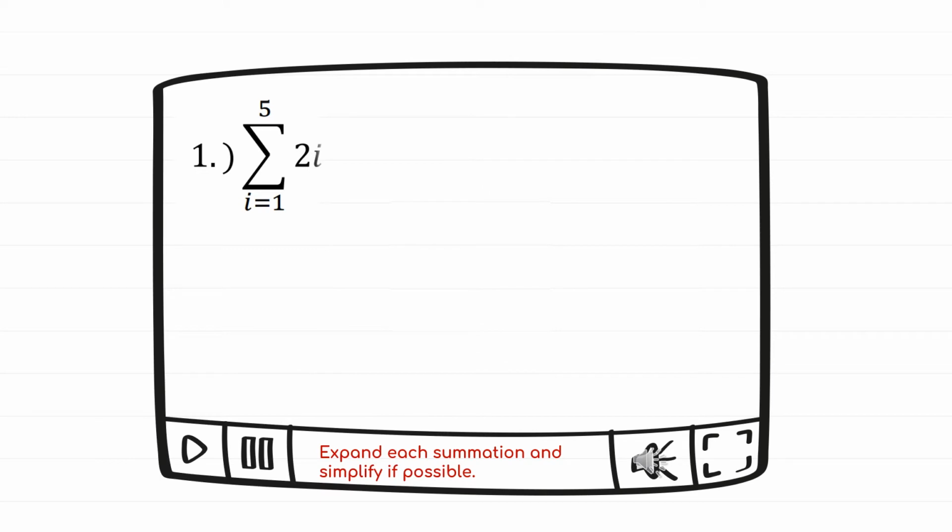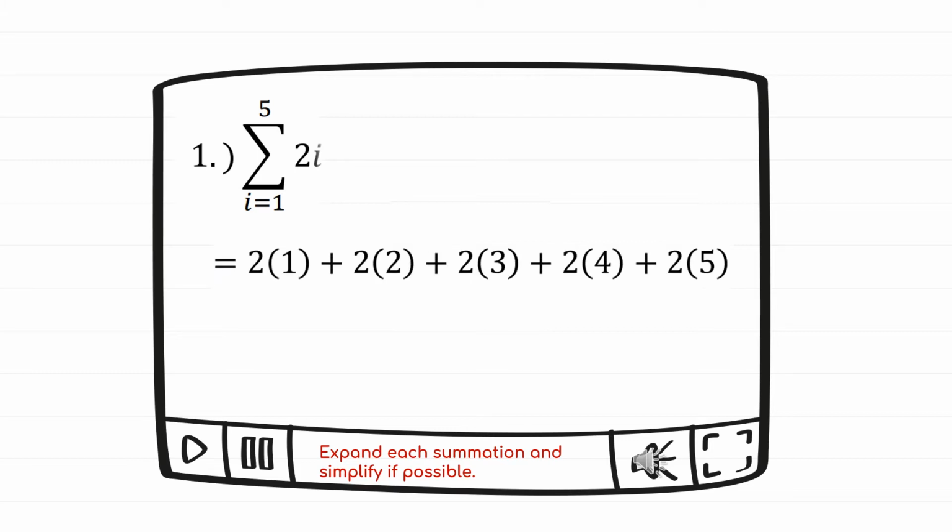Let's have some examples. Expand each summation and simplify if possible. Number 1. The summation of 2I from I equals 1 to 5. What we'll do is substitute first. So we have equals 2 times 1 plus 2 times 2 plus 2 times 3 plus 2 times 4 plus 2 times 5, since the value of I is from 1 up to 5.